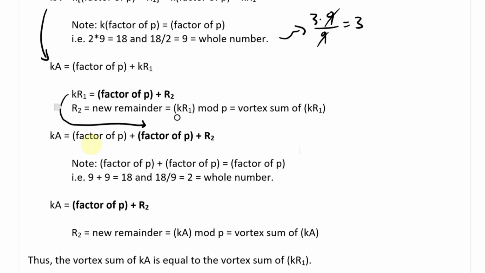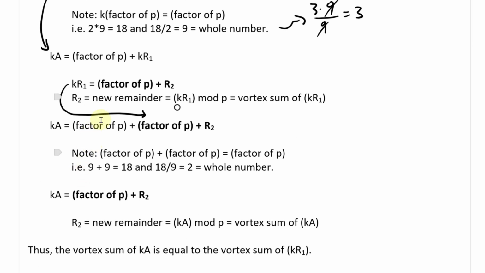That's this whole side there. So then what we have here is a factor of p, which is this part, plus a factor of p plus r2, which is this k times r1, which we could reduce or rewrite like this, when we keep reducing it until we get a remainder. And so what we have is this, but we also note that a factor of p plus a factor of p is still equal to a factor of p. So again, all we want to do is get the remainder.